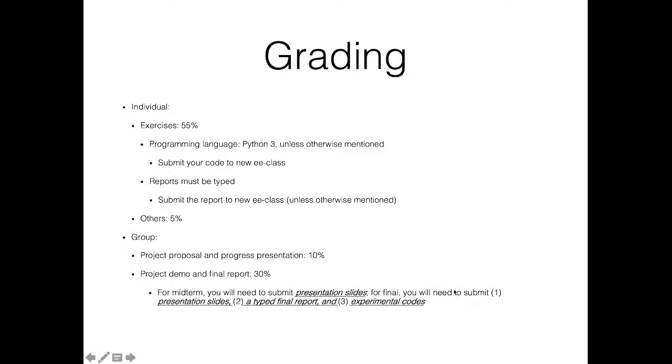And for the final, you need to submit 3 things. The first one is your presentation slides. The second one is your typed report. And the third one is your experimental code. Late submission penalty. Okay, so if you submit your exercise or your project later than the deadline, then here's the penalty. 1 day late, there will be 10% off. 2 days late, 20% off. 3 days or more, then that exercise or that project will be 0.